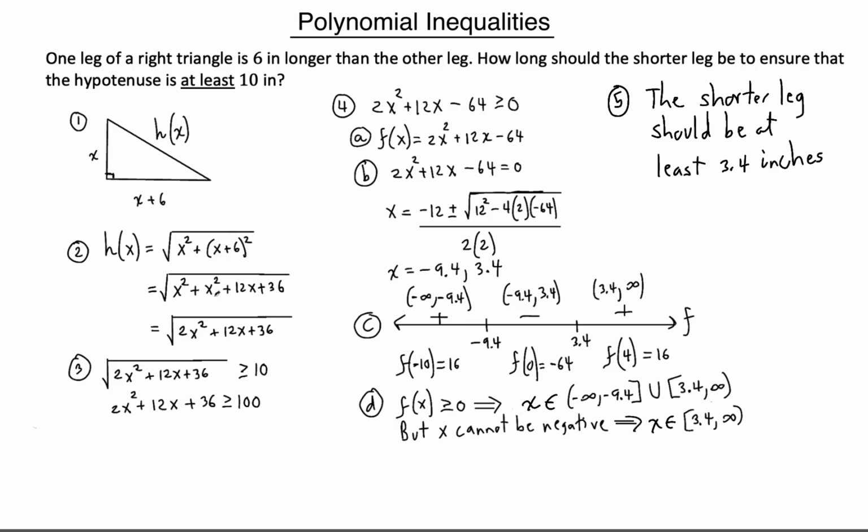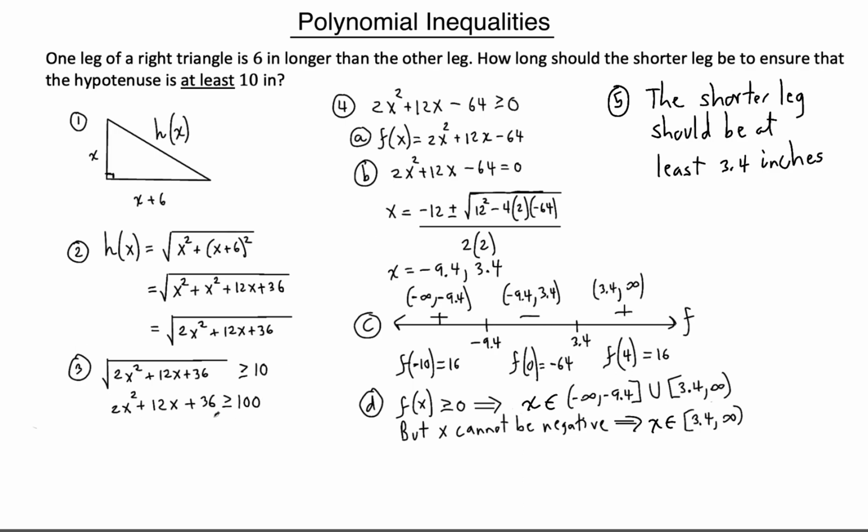If I FOIL and combine like terms, I have that the hypotenuse is equal to the square root of 2x squared plus 12x plus 36. And now we know that that has to be at least 10 inches. Setting that up to be greater than or equal to 10 and squaring both sides, now we have 2x squared plus 12x plus 36 is greater than or equal to 100.